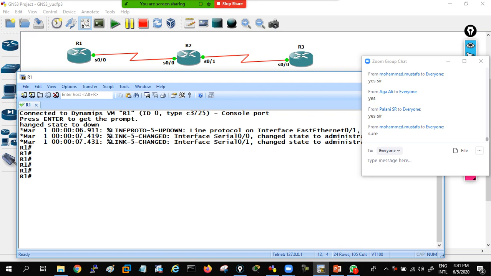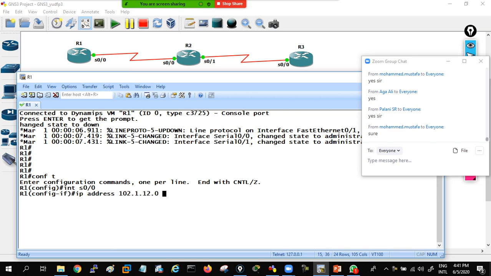Step by step, guys, okay? conf t, interface serial 0/0, ip address 102.1.12.1, 255.255.255.0, then no shut. Then after that, guys, everybody is okay to configure?